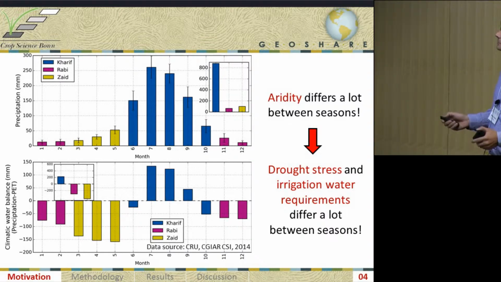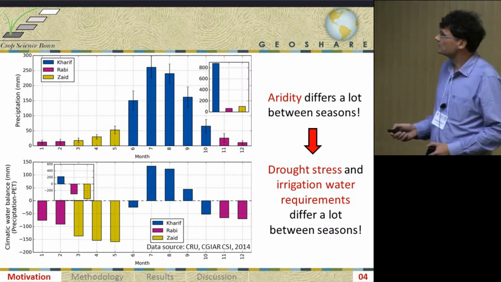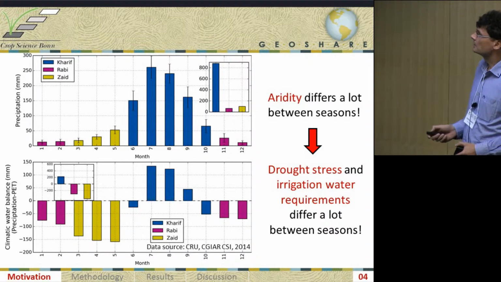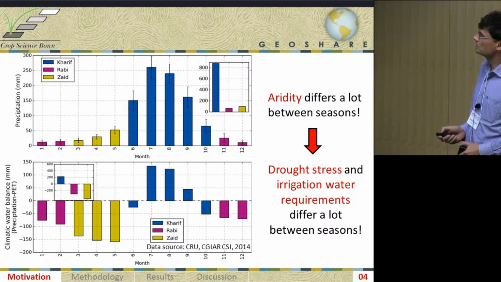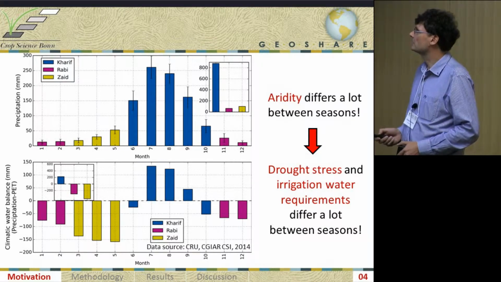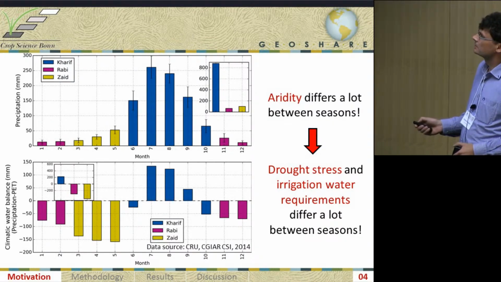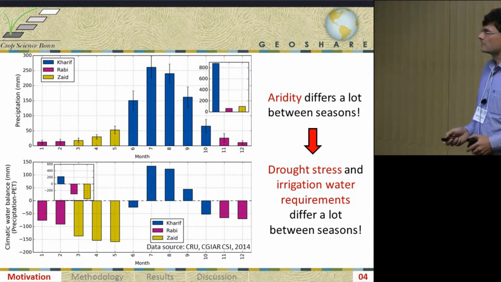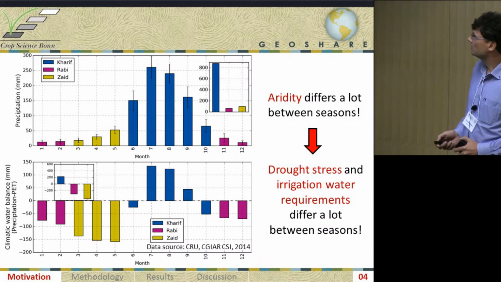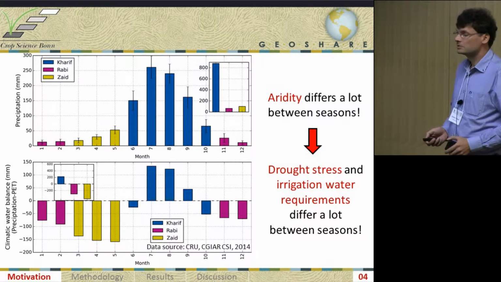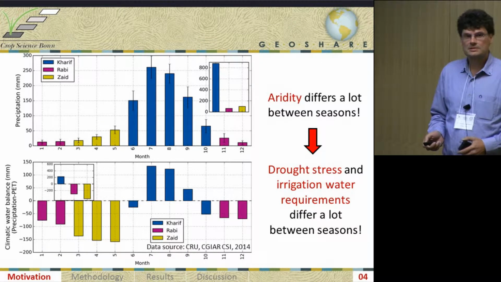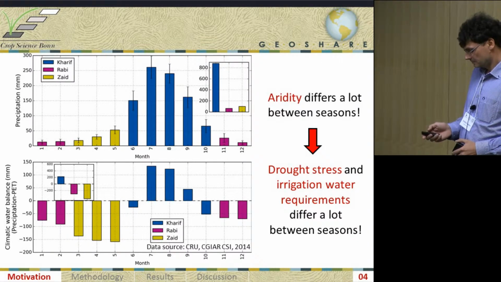And when we compute then the balance between precipitation and evapotranspiration, we can see that in this period we have more precipitation, so we have quite humid conditions, and in the rest of the year it's very dry and arid. So it means the drought stress under rainfed conditions or the irrigation water requirements will change a lot depending on in which season a crop is cultivated.